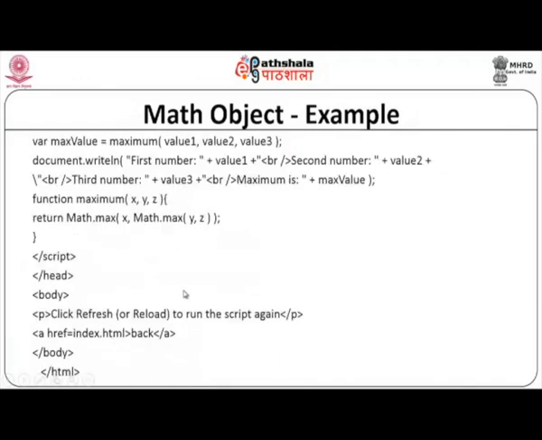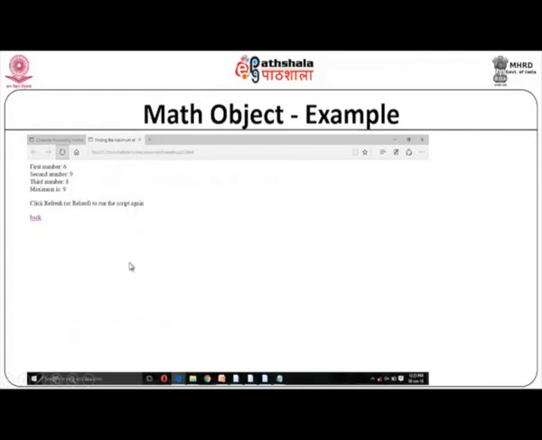And this is an example code where you have used a method called max, the maximum of the two values. So, you directly, without an object, use the object name Math dot any of the methods or properties defined for the Math object, and this is the result of it.